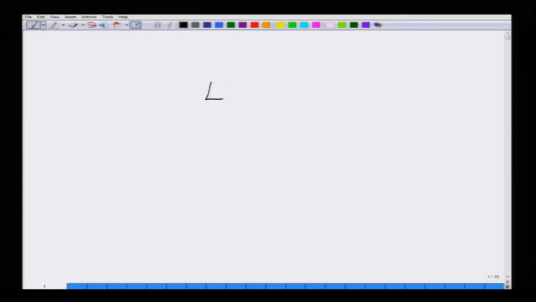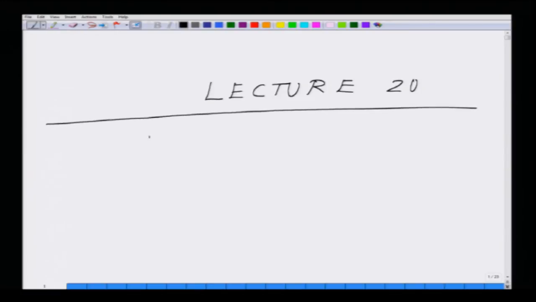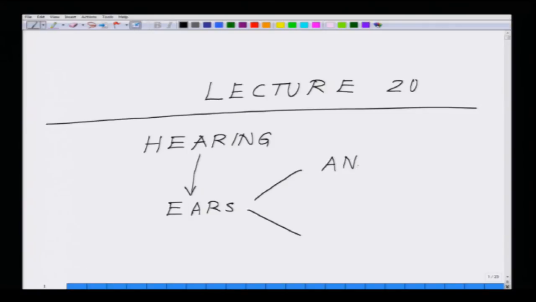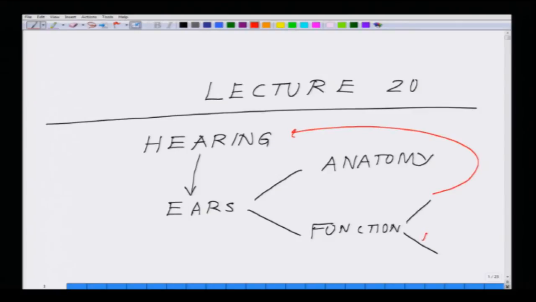So, we are into lecture 20, which is essentially hearing. For hearing, you have the ears, the anatomy of the ear, that is what we are going to study, and the function. It is very interesting, it has two functions. One is, of course, hearing, and the other is the function of equilibrium.